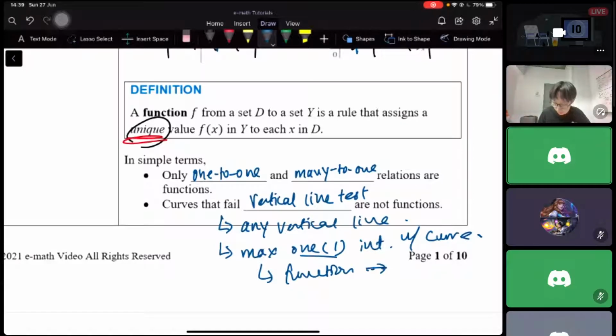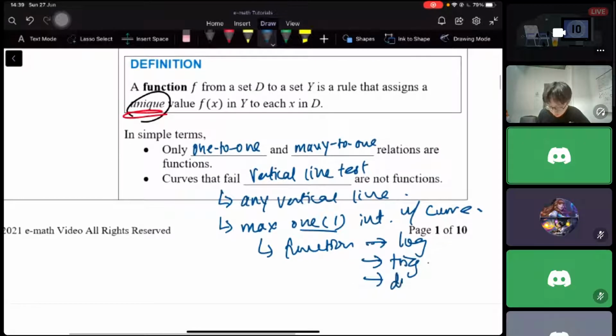It's like you have your logarithmic function. Okay, your log is actually a function. Your trigonometric function, obviously, and even your differentiation. Even your differentiation is a function, you know. It's like you put in the original equation, then you get the gradient function. Differentiation, the derivative, is a function. If differentiation is a function, it means integration is also a function.